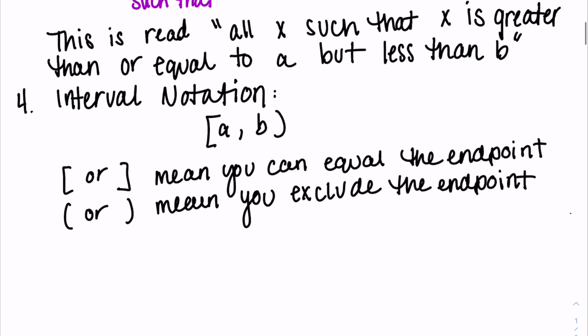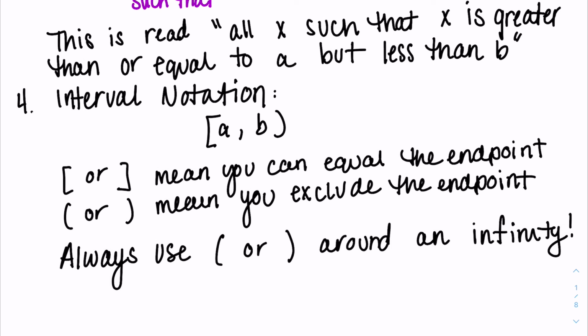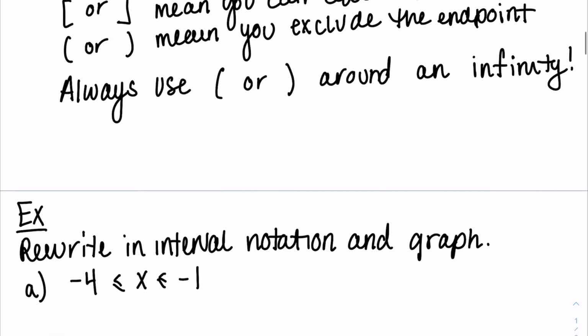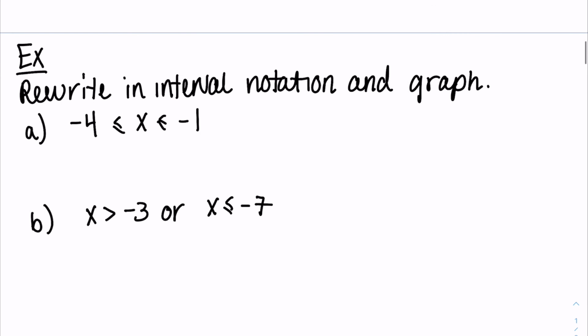In the case where you can keep going on forever, you're going to tend out to positive infinity or negative infinity. You're never actually able to equal those, so you need to make sure you put an open parenthesis around an infinity. So let's get some examples, and we're just going to rewrite in interval notation, and then we're going to graph the points.